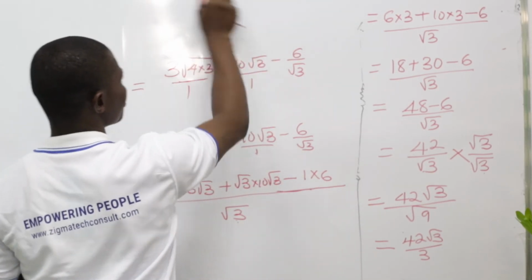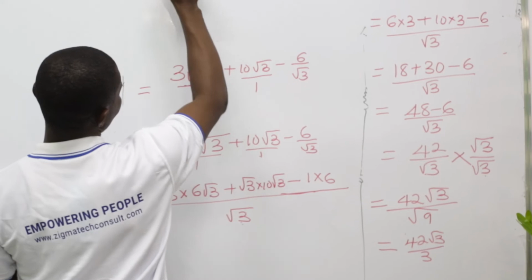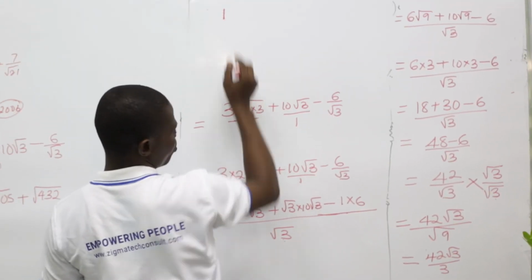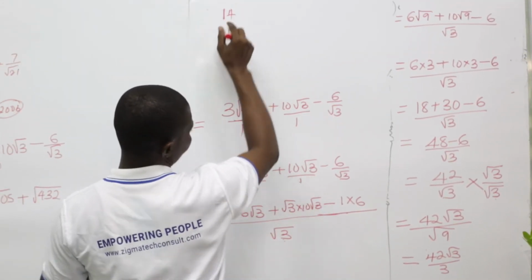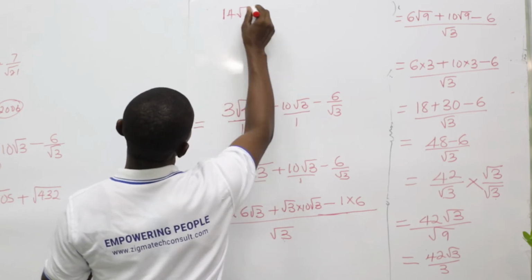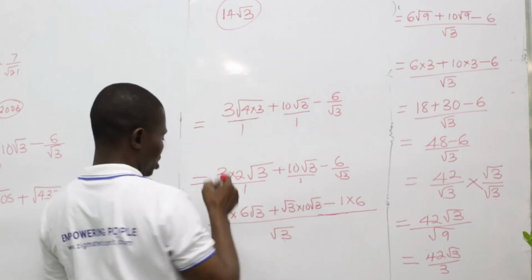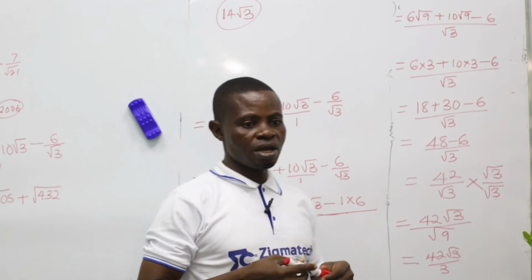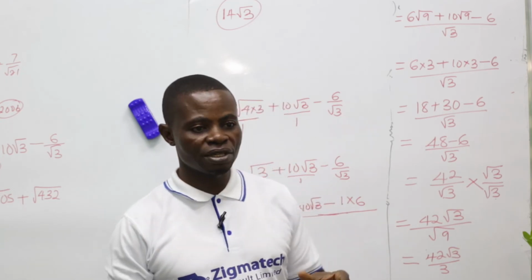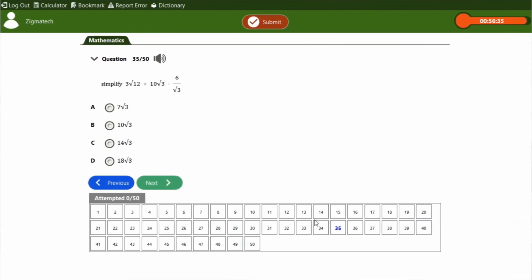Let's finish it up here. 3 in 4 is 1. Remember 1. 3 in 12 is 4. Root 3. So the solution here is what? 14 root 3. Looking at the screen, the option is what? C. 14 root 3.